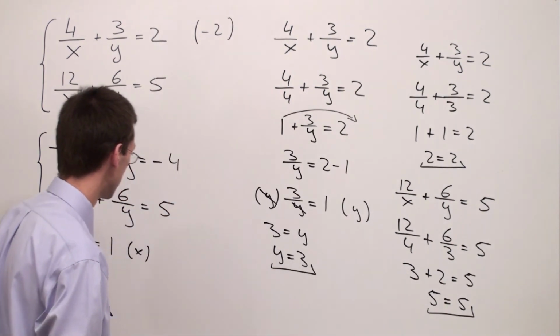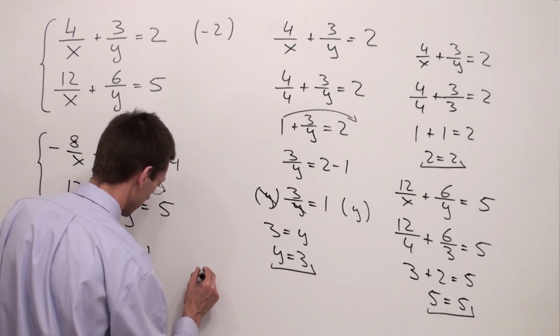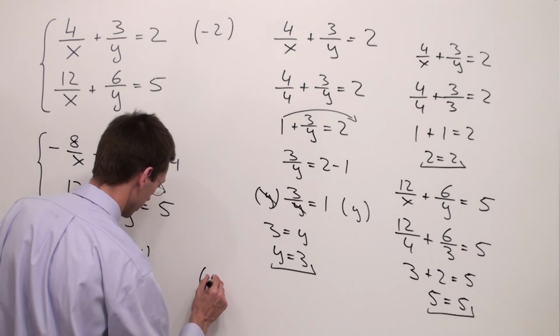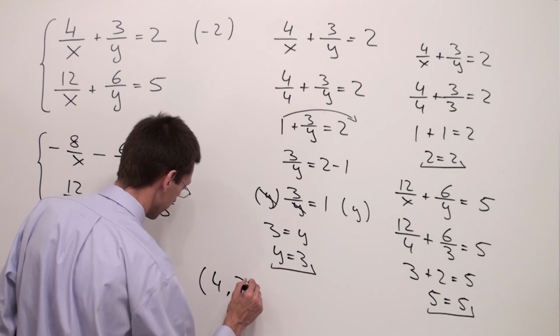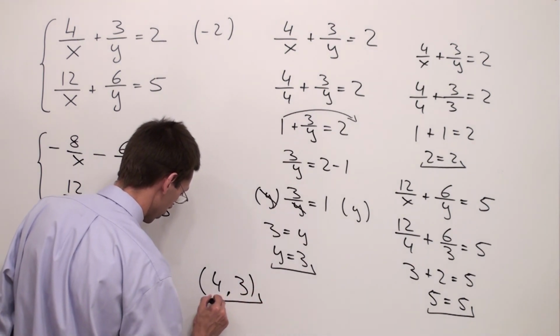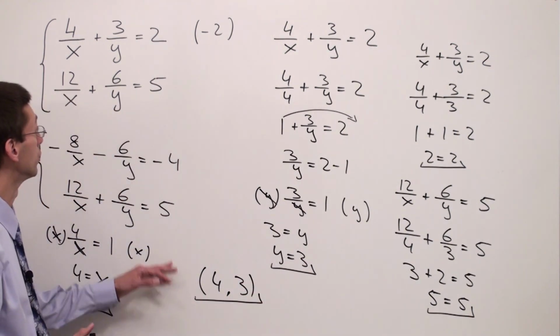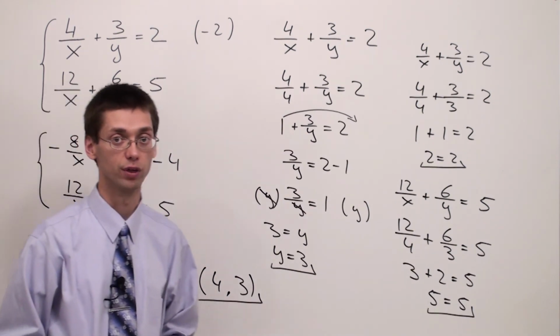That's why we can say that the ordered pair x equals 4 and y equals 3 is the correct solution to this system of two linear equations.